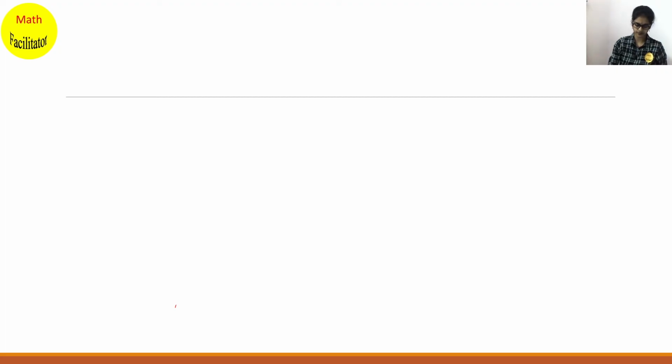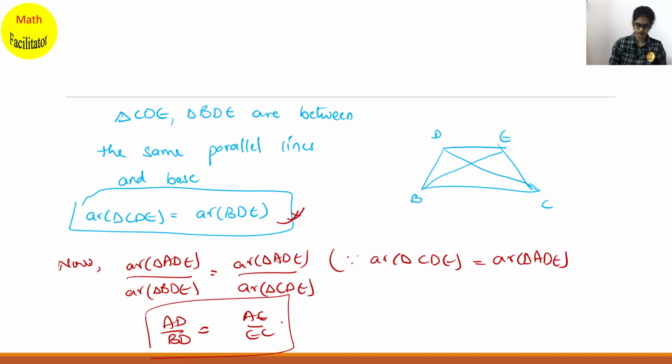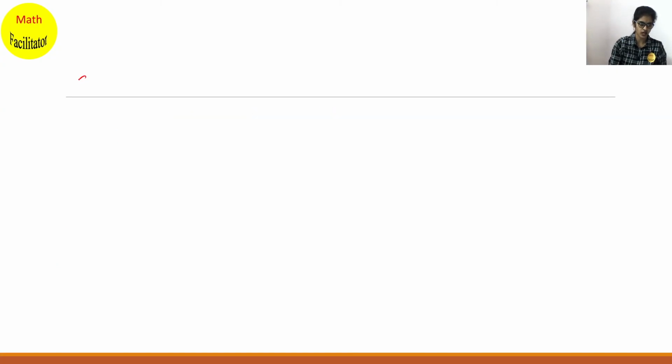So we can also see the next theorems. What are the next theorems? Next theorems are nothing but, okay, so I'll write the converse of BPT again. Don't worry, in the notes I'll provide you. This one I'll provide you in the notes.